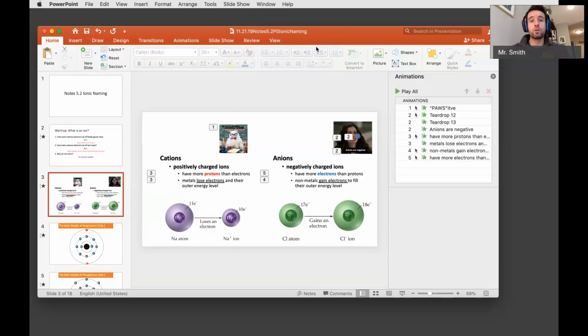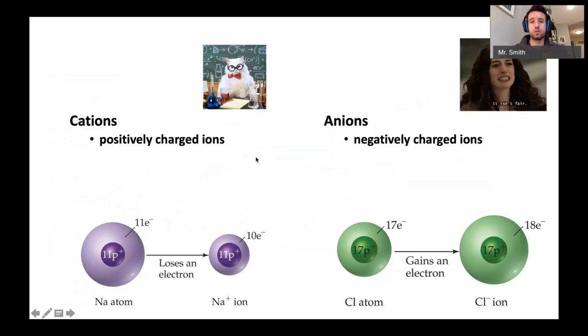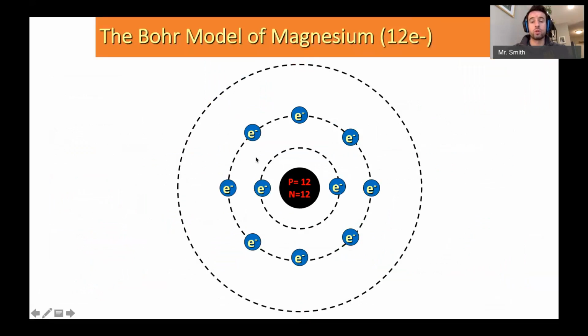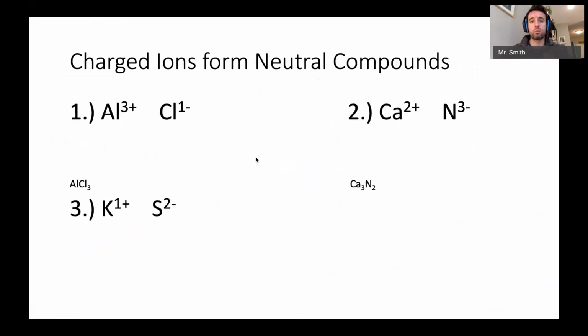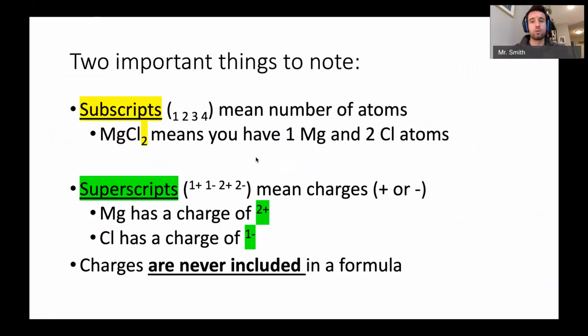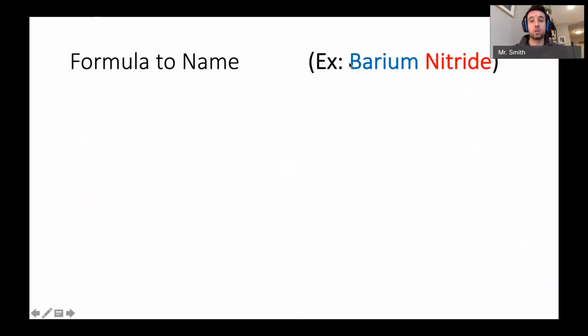Hey guys, so today we're going to build on our understanding of ions. We're not going to talk about ionic compounds anymore or how to form neutral compounds; we kind of did that last time. Instead, we're going to focus on converting: if you're given a formula or a name, how do you find the other one?